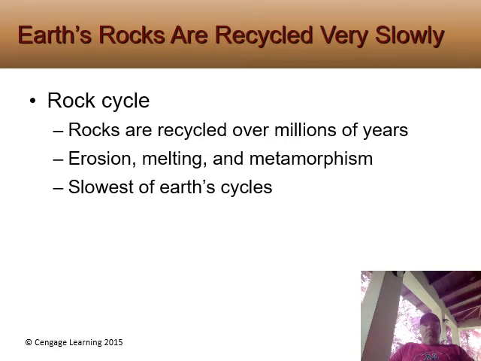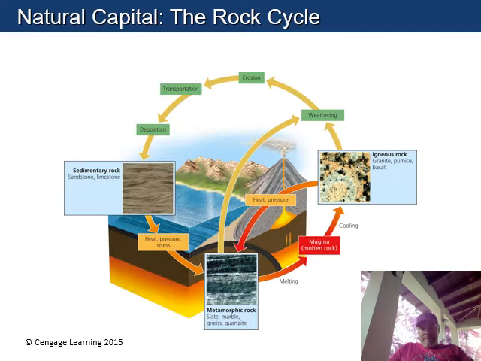So rocks are going to cycle back and forth among these three different types, right? Metamorphic, igneous, and sedimentary. And this happens over millions of years. The processes that are going to be causing this are erosion, melting, metamorphism. Out of the Earth's cycles, for example, the hydrologic cycle, the water cycle, we could also look at biological cycles, out of all the Earth cycles, the rock cycle is the slowest, right? Makes sense. Talking geologic time here, millions of years.